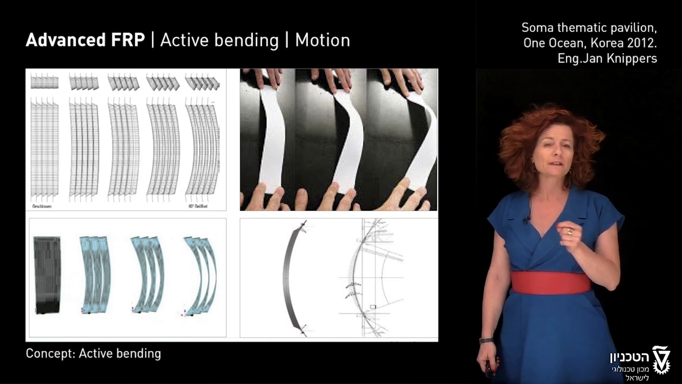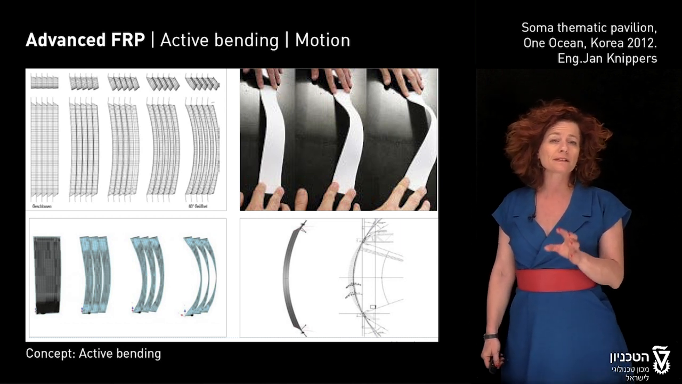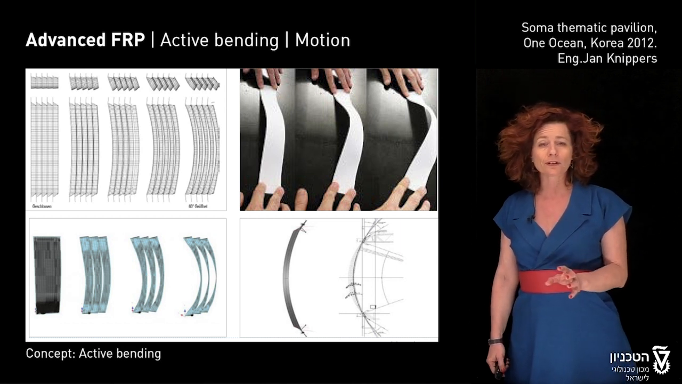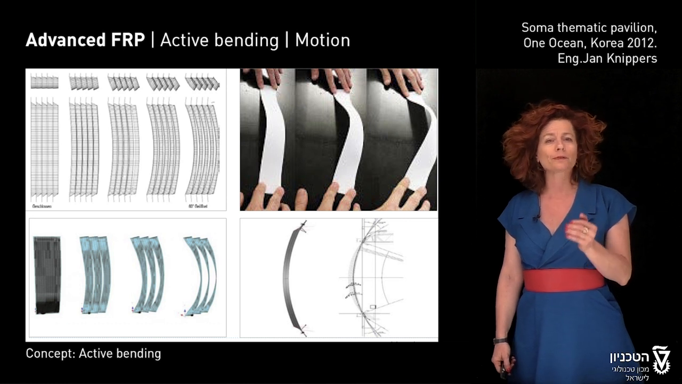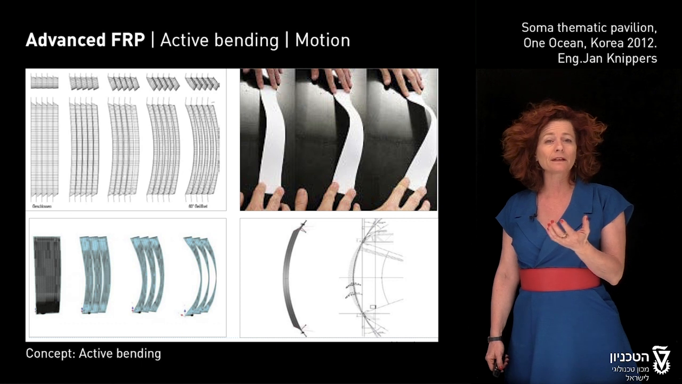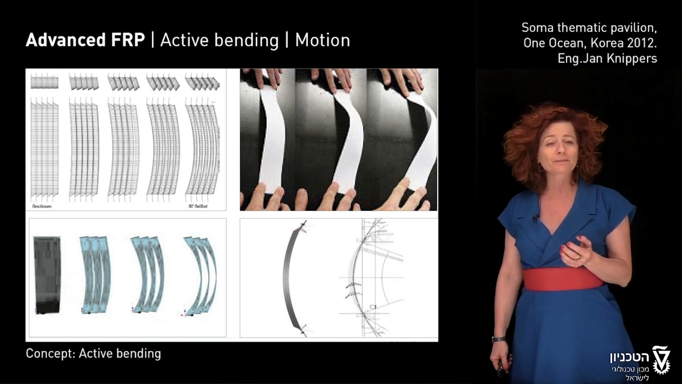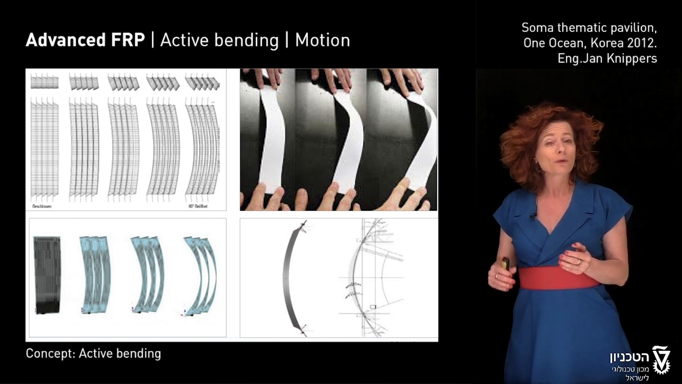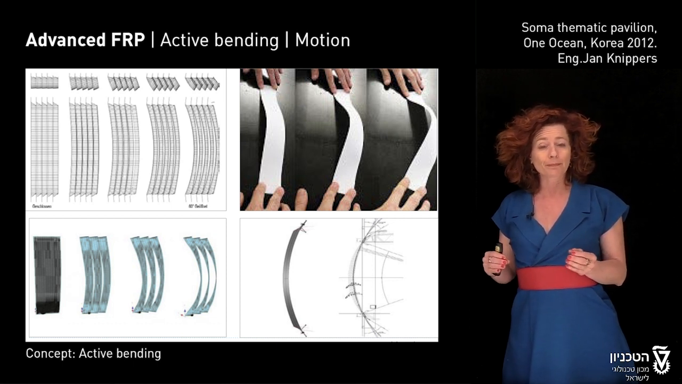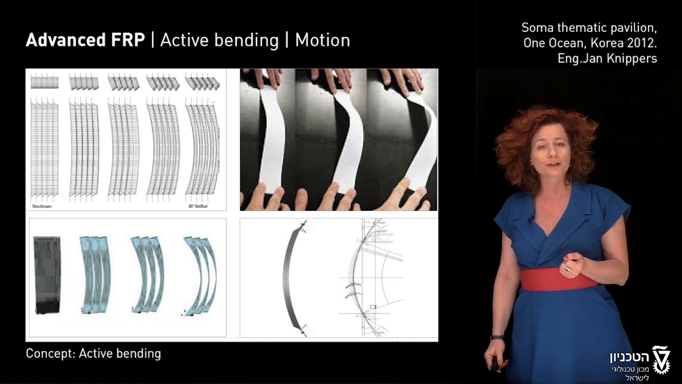And this barrier is approached in different ways, and we'll see a few examples of advanced composite projects in architecture tackling alternative approaches of shaping. First would be active bending in the One Ocean Pavilion. And the active bending principle is actually when you apply a pressure on your material, a force on the material, and you bring it to partial failure.